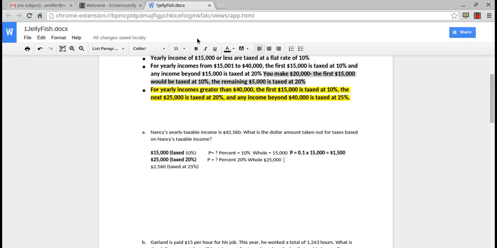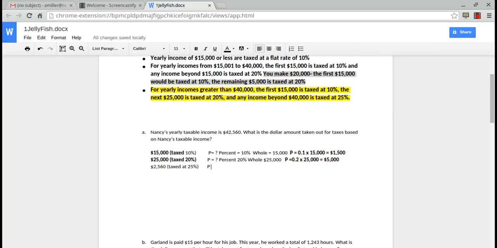So we can use our equation. Part equals percent times the whole. So we need to figure out what is 20% of $25,000. We should get that is equal to $5,000. So for the first bracket, she had to pay $1,500. Now she has to pay $5,000 in taxes. Let's figure out the last one.